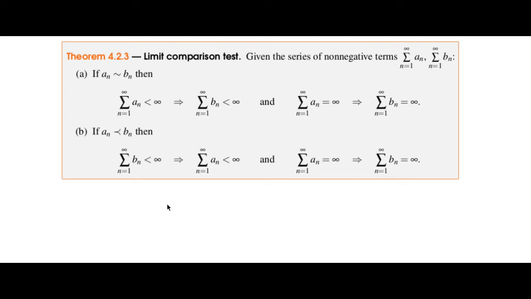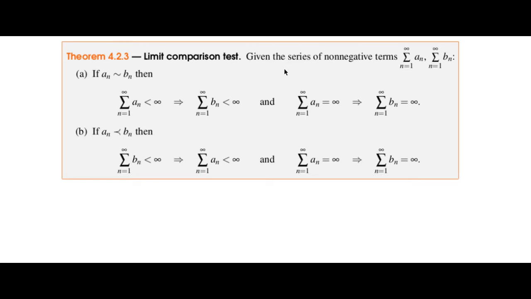Now the next test is what we call the limit comparison test. Okay, so the idea is that just like when we saw sequences that are asymptotically equivalent, this means that when they are close to infinity, or when the index is very large, both sequences have very similar terms. So that means that if you sum them, you will get similar values.